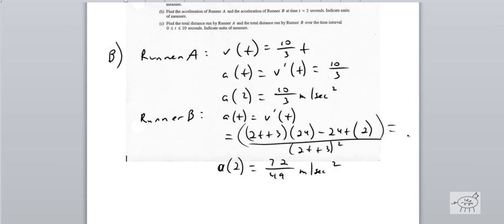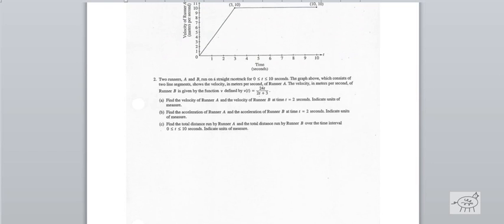Just be careful. Okay, then 2C, it says find the total distance run by runner A and the total distance run by runner B over the time interval 0 to 10 seconds. Indicate units of measure. So going back to the original problem here, math fans, we had our velocity equation that we came up with. So V of t, if you remember, from part A was 10 thirds t. So really what I'm trying to do is find my position equation. And this is, of course, between 0 and 3 seconds.